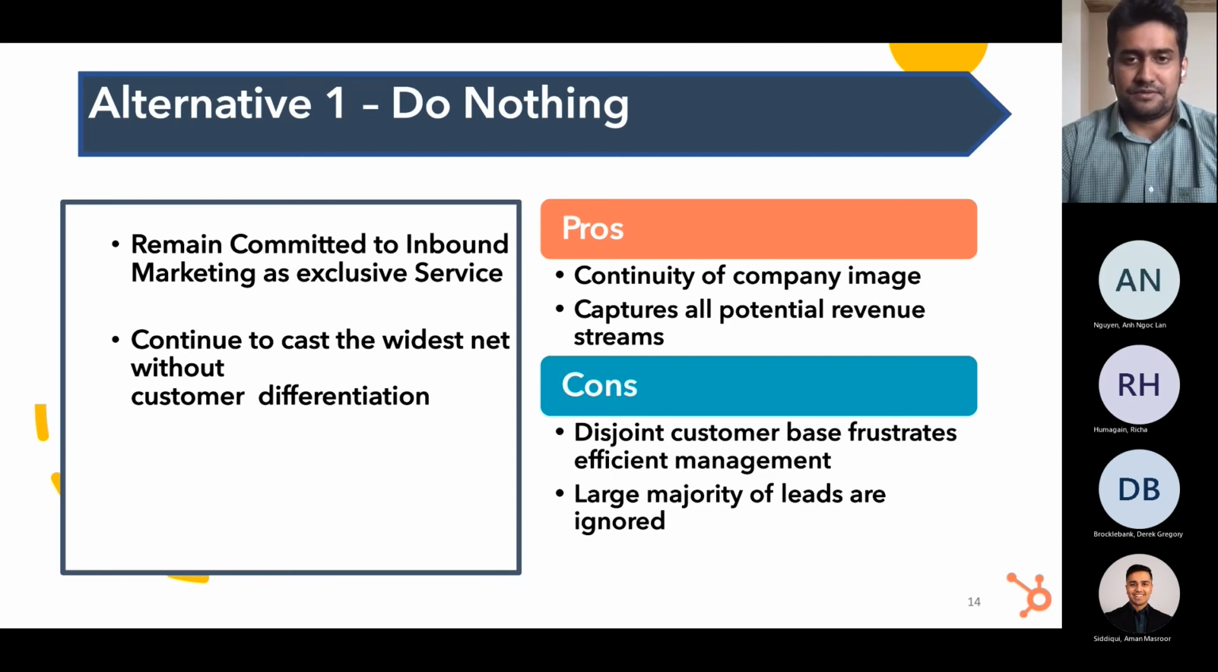The cons of this plan is we'll have a more diverse customer base, which can frustrate our sales force and lead to management issues. Also, since we are ignoring almost 50% of the leads, we are not even looking at those leads, we'll be losing out on a substantial acquisition of customers within our system only. So let's evaluate the second alternate plan.